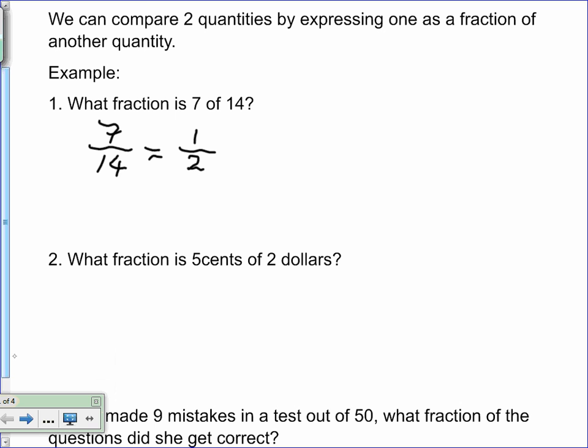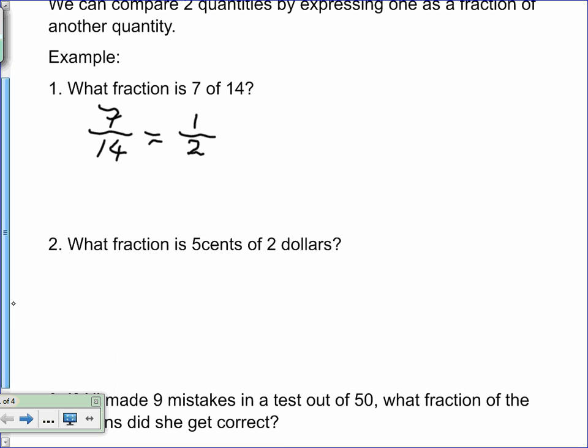Now, what fraction is 5 cents of $2? What's the first thing we have to do with this one? The cents and dollars are different units. If we're going to have a fraction, what do we have to do? Yeah? Good. So convert the dollars to what? How many cents is it? $2 equals 200 cents. So we'll do that. And so now we can do it as a fraction.